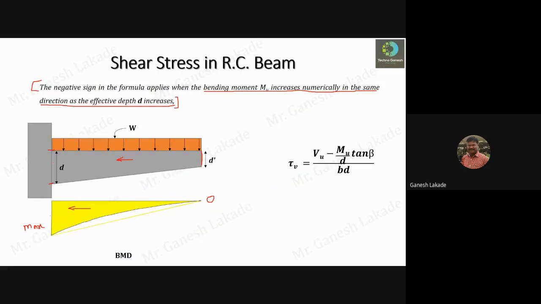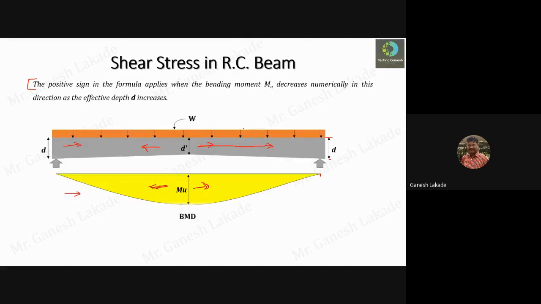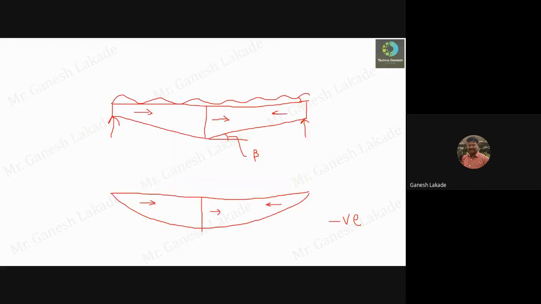ज्या बाजूला बेंडिंग मोमेंट वाढते तिकडे डेप्थ पण जास्त आहे. बेंडिंग मोमेंट इन्क्रीजेस न्यूमरिकली इन द सेम डायरेक्शन ॲज द इफेक्टिव्ह डेप्थ इन्क्रीजेस. ओके, सो हे कळलं का तुम्हाला की कधी मायनस साईन घ्यायचं आणि कधी प्लस साईन घ्यायचं? Yes, sir. अजून काही शंका आहे का? यामध्ये काही शंका आहे का इथंपर्यंतच्या पॉईंटवर? एनी डाऊट?